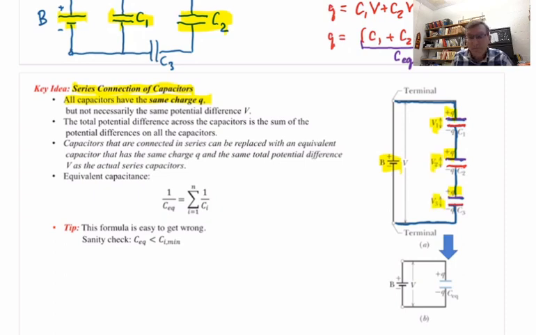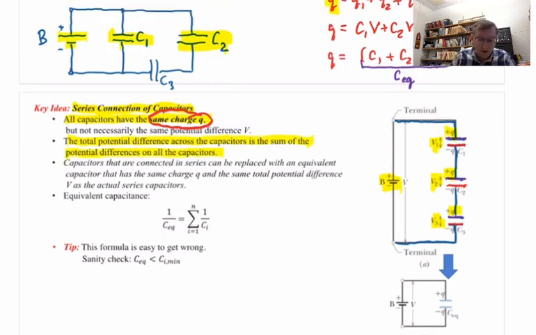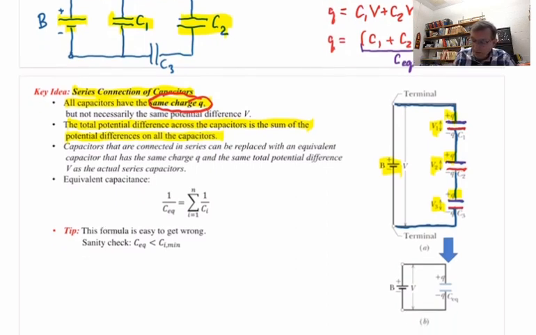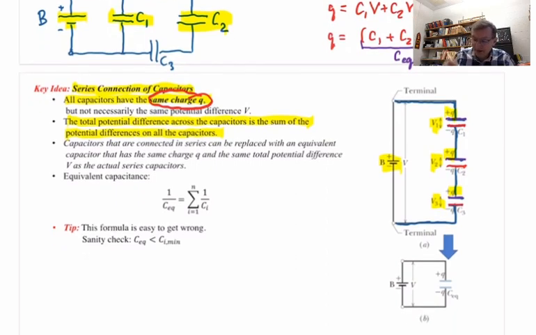Okay, so what's the important thing to note then? Capacitors in series all have the same charge. We'll call it Q. But they have different C's in general, and therefore different V's. But I can say this. The total potential difference across the three capacitors is the sum of the potential differences across them all. V1 plus V2 plus V3 must equal the V of the battery.